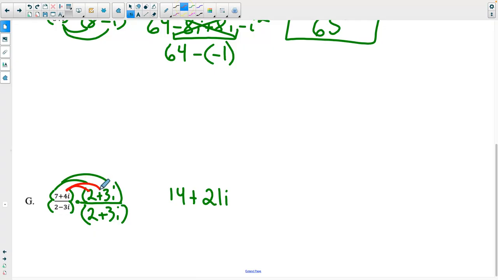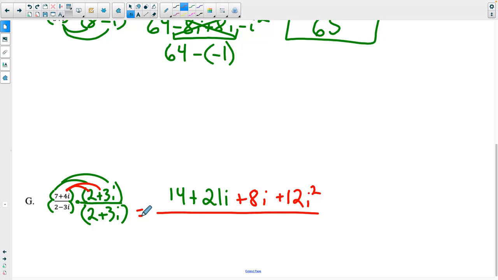All right, folks. Do not forget that you are double distributing. Okay. So 7 times 2 and then 7 times 3i. Then I got 4i times 2, which gives me 8i. And then I got 4i times 3i, which gives me 12i squared. So that is the top.